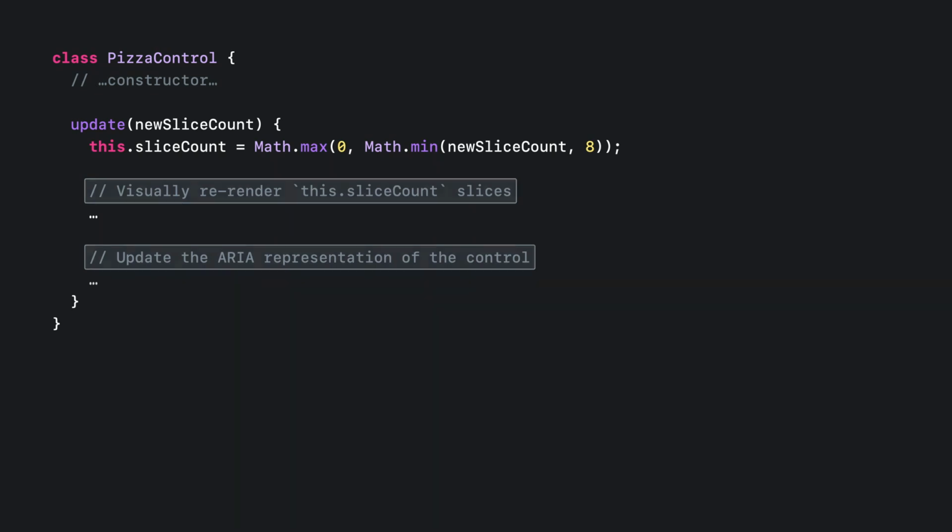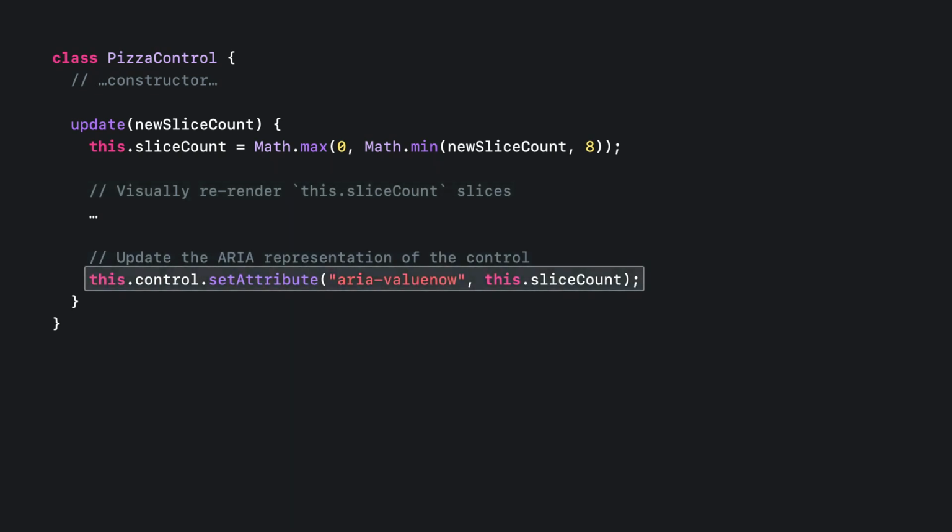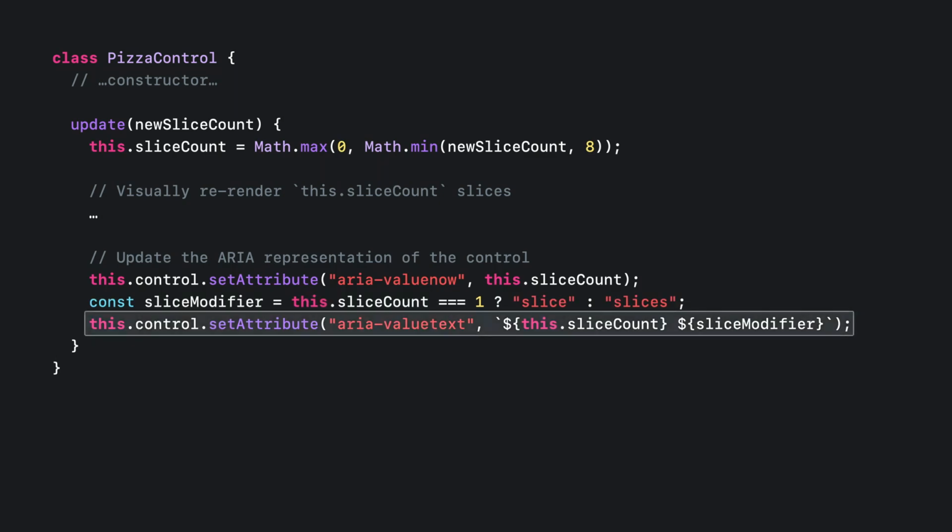We'll begin by setting ARIA value now to be the current slice count. Next, we'll set ARIA value text to be the more human-friendly description of the slice count, plus either the word slice or slices. Okay, now that all that's in place, let's go back to our quiz assessment web app to see what the experience is like with VoiceOver.